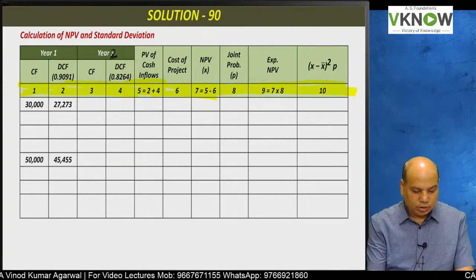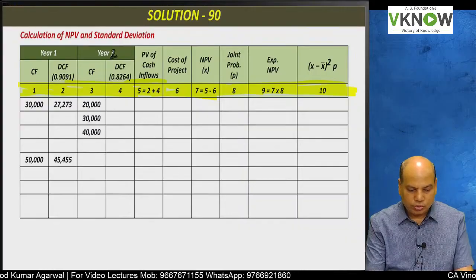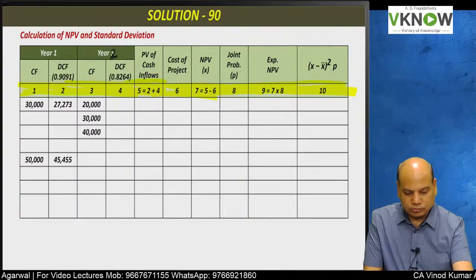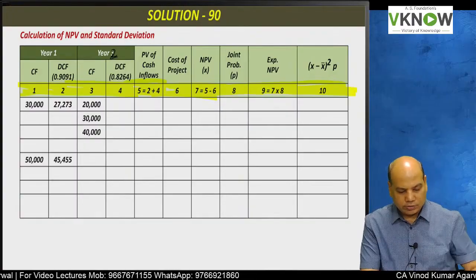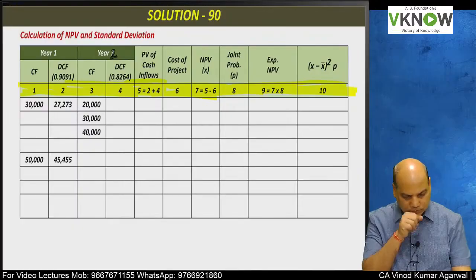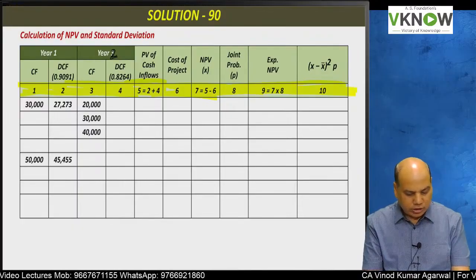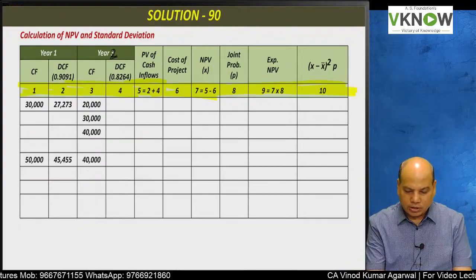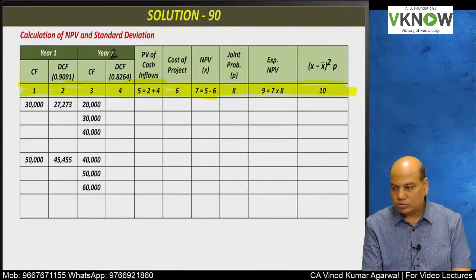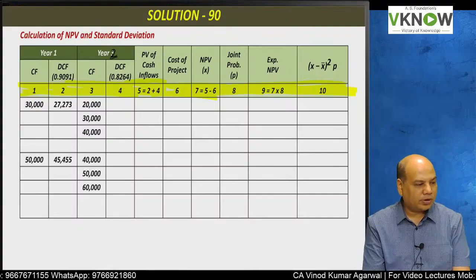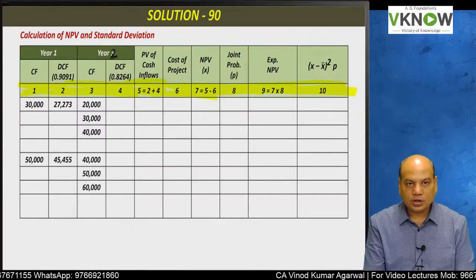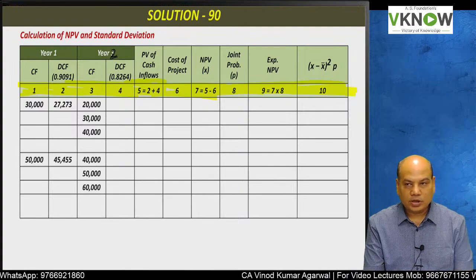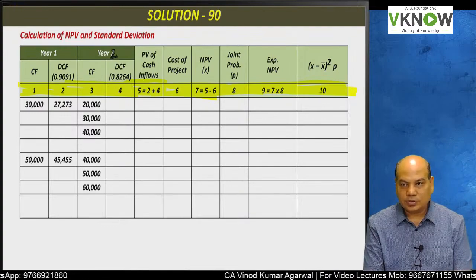Then write down the cash flow of year 2. Under that write down 20,000, 30,000, 40,000, and then for the cash flow of year 2 if you get 50,000: 40,000, 50,000, 60,000.